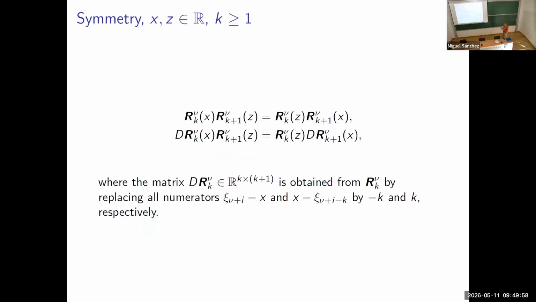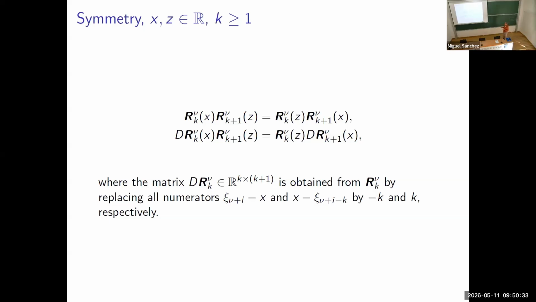One very important property of these B-splines for the theory, which we will develop a little bit, is something called symmetry. The symmetry says that if you take any two points x and z in R and any k, and you take the product of R_k evaluated at x and R_{k+1} evaluated at z, it's the same. You can switch z and x.